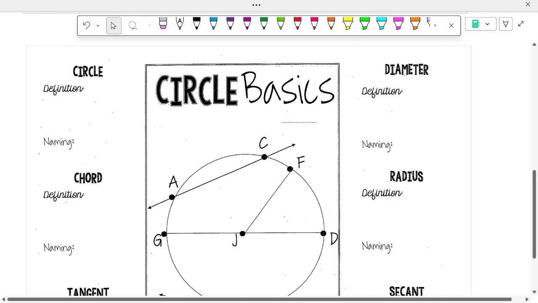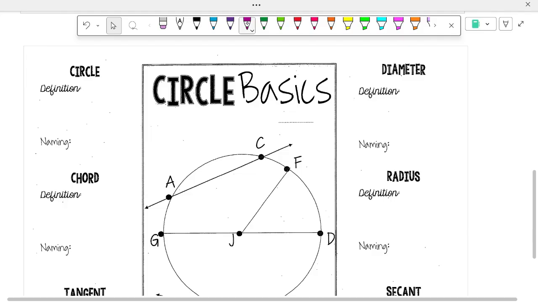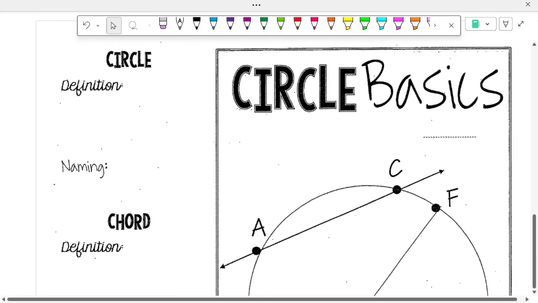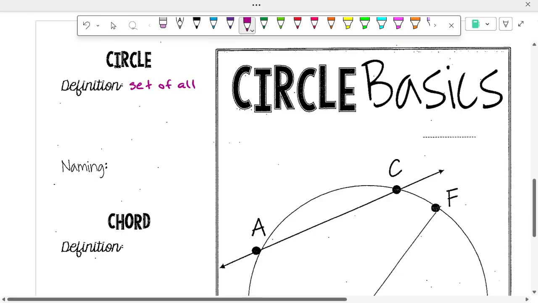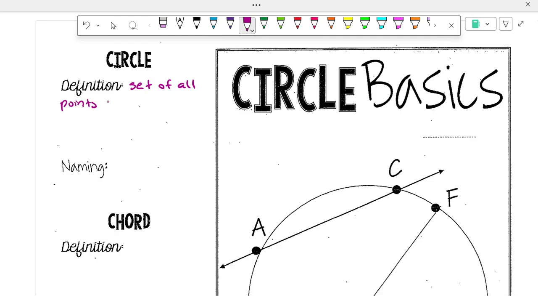So, first things first is just the definition of a circle. A circle is a set of all points from a fixed distance, and that fixed distance is the radius, from a point. And that point is the center.